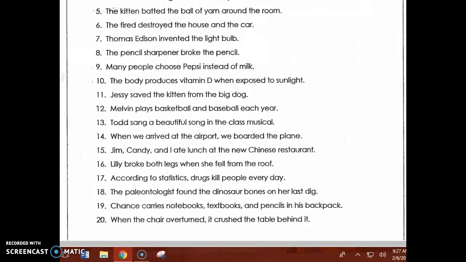11, Jessie saved the kitten from the big dog. 12, Melvin plays basketball and baseball each year. 13, Todd sang a beautiful song in the class musical. 14, when we arrived at the airport, we boarded the plane. 15, Jim, Candy, and I ate lunch at the new Chinese restaurant.